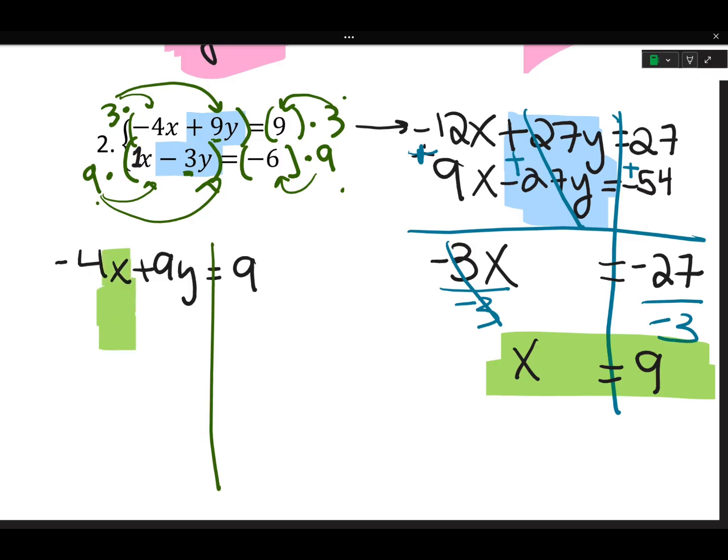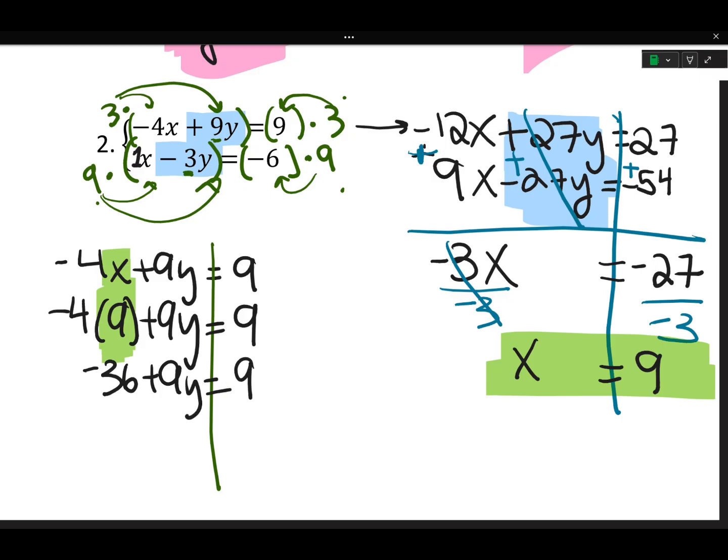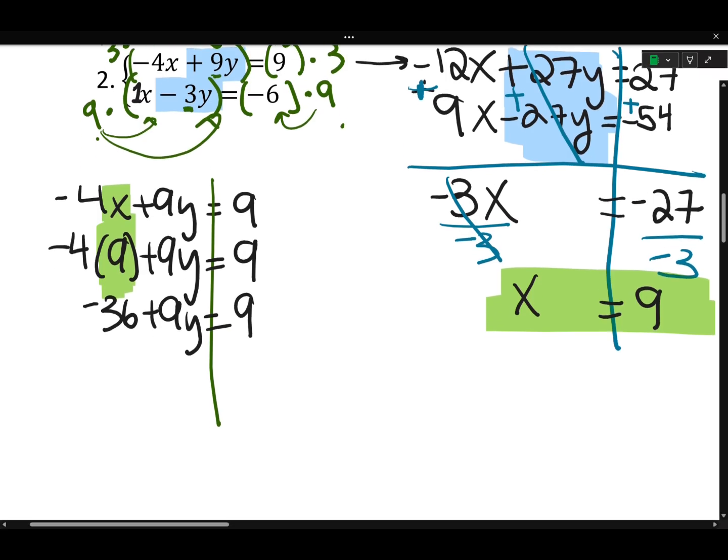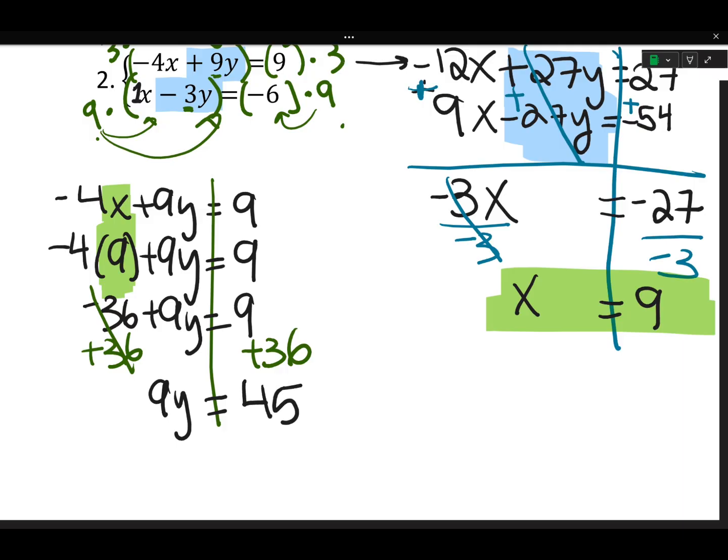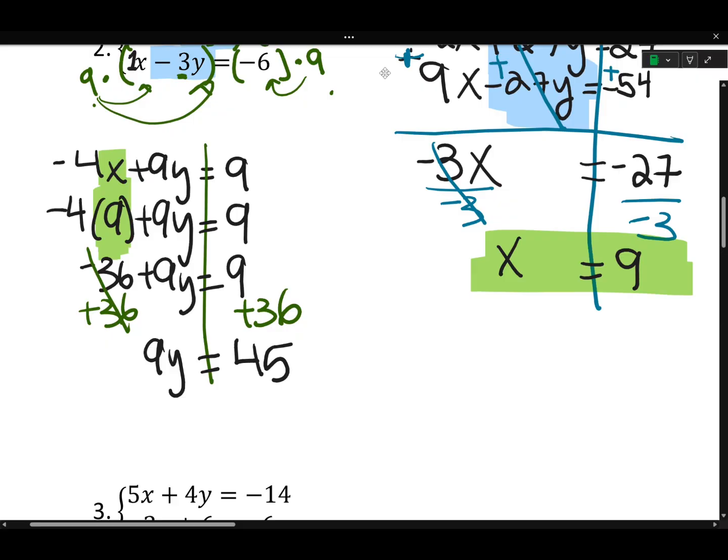Okay, we know x. We found out that it was 9. So we're going to substitute that in. All right. Negative 4 times 9 is negative 36, and everything else stays the same. Next, let's add 36 to both sides to undo the negative 36. Negative 36 plus 36 is 0, so we're left with 9y equals 45. And we finish by dividing both sides by 9. We get that y equals 5.